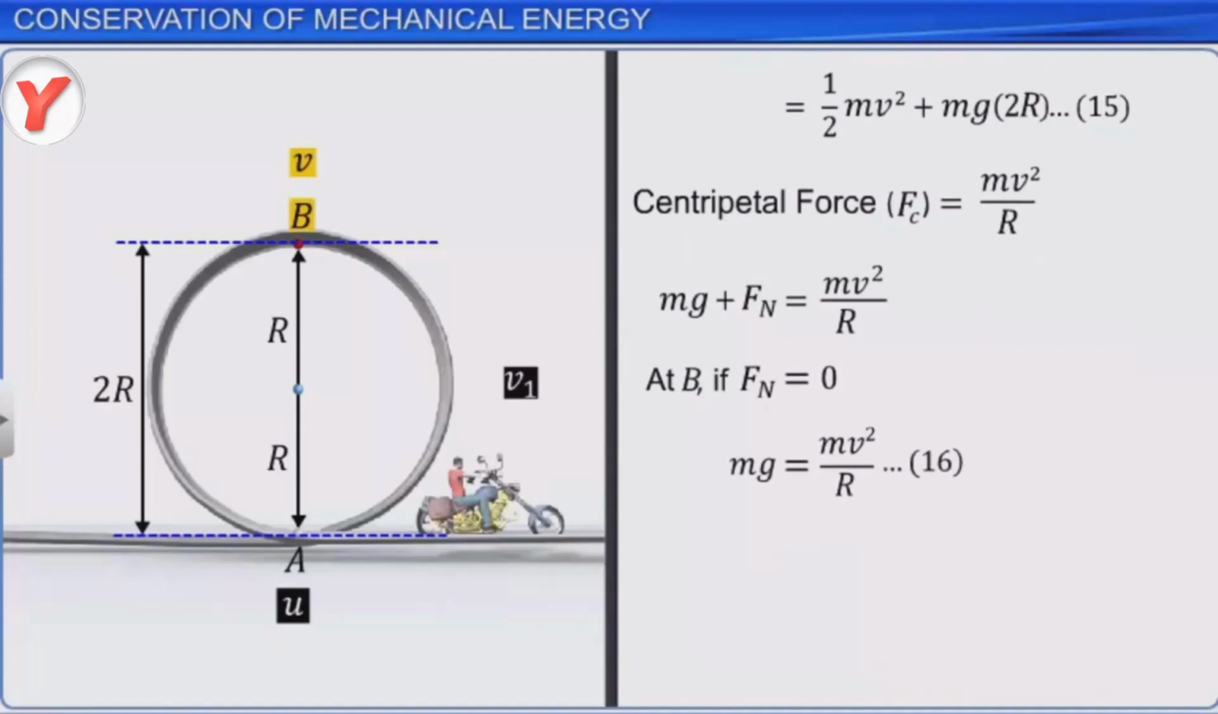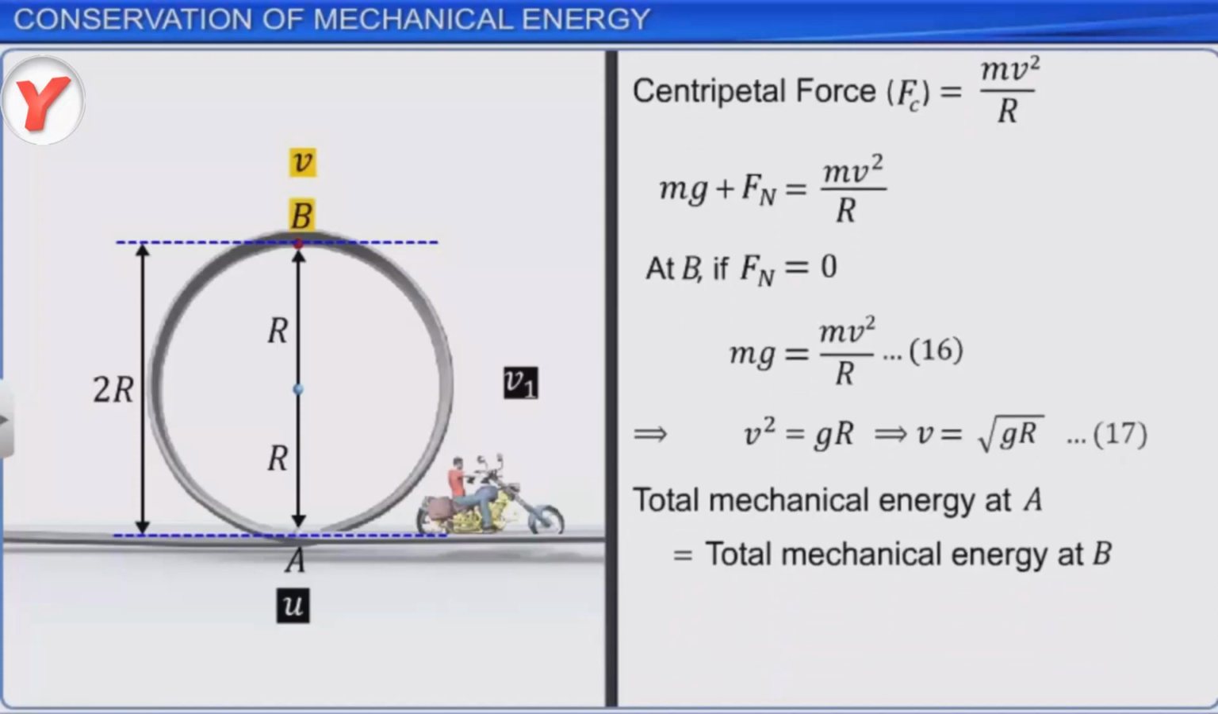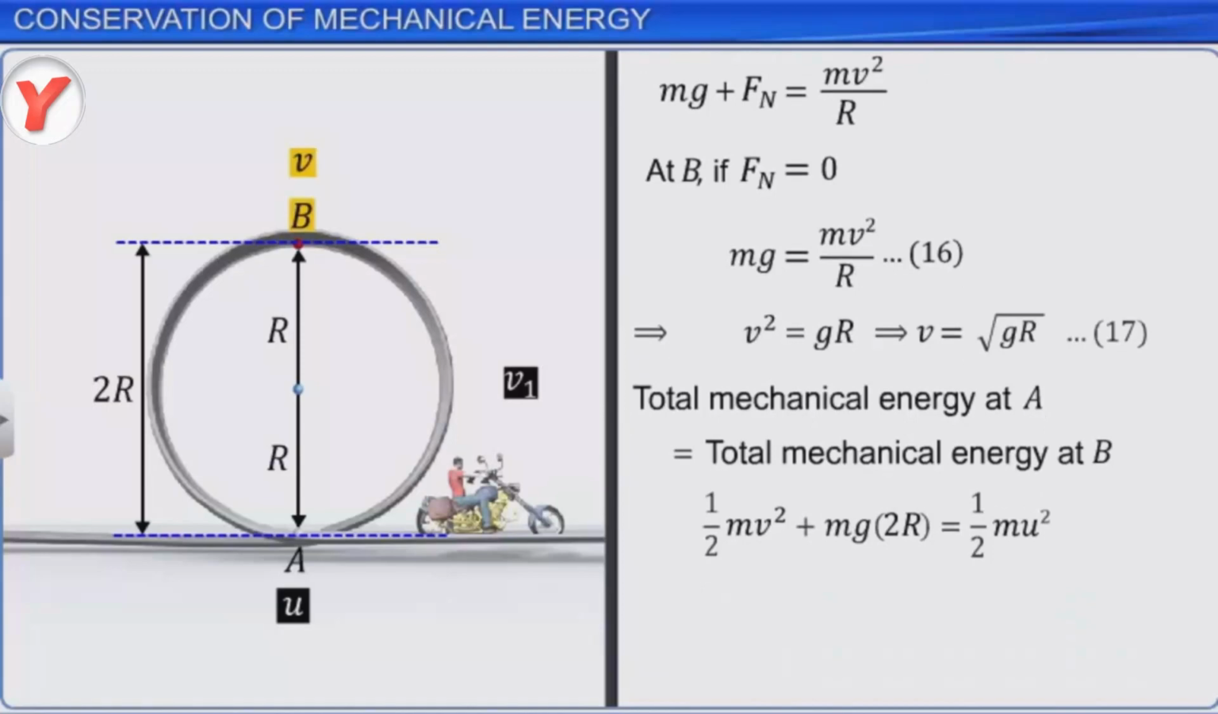Simplifying for v square, we get v square is equal to gr, or v is equal to the square root of gr. Let this be equation 17, which indicates the minimum velocity at B required to complete one revolution of the vertical circular path. According to the principle of conservation of mechanical energy, the total mechanical energy at A is equal to the total mechanical energy at B. Thus, half mv square plus mg into 2r is equal to half mu square.